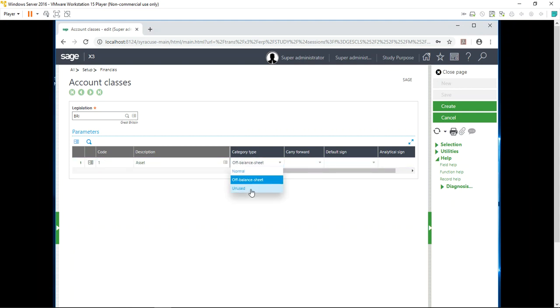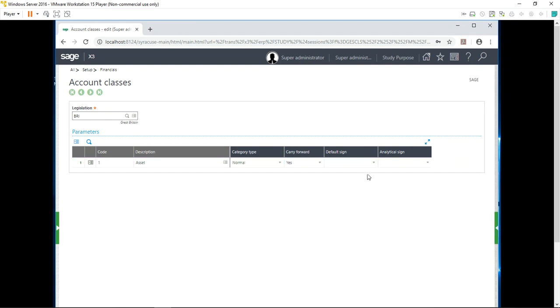Now, unused means that if you tag this category as unused, then the accounts under this category cannot be used any further. But for us it's normal. Then we already discussed that balance sheet items should be carried forward to the next year, so you should make it yes. This way the system will do the carry forward.